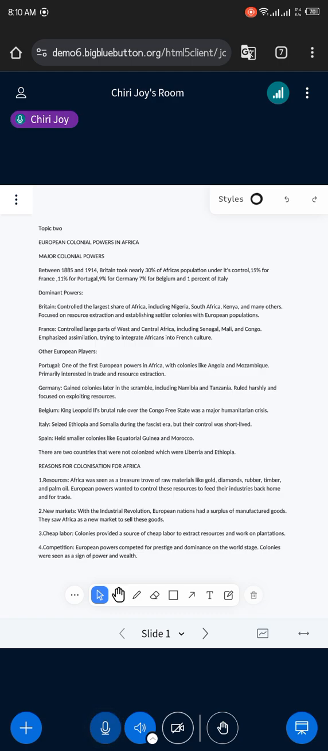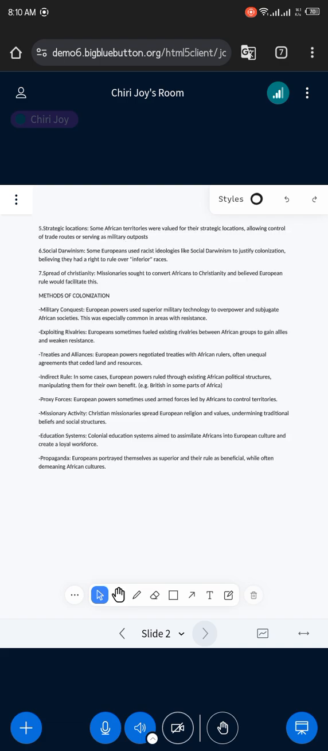The third one is cheap labor. Colonies provided a source of cheap labor to extract resources and work on plantations. The fourth one is competition. European powers competed for prestige and dominance on the world stage. Colonies were seen as a sign of power and wealth. Another one is strategic location. Some African territories were valued for their strategic location, allowing control of trade routes, or serving as military outposts.